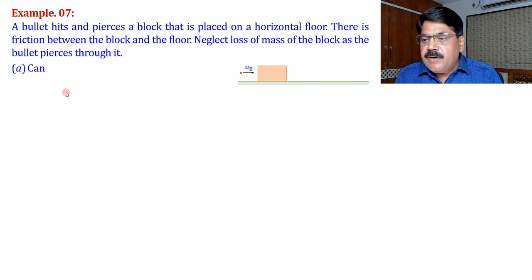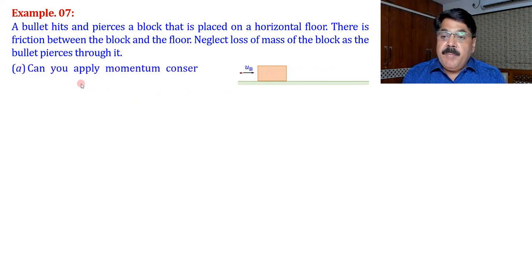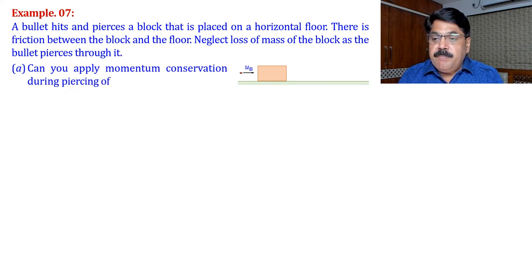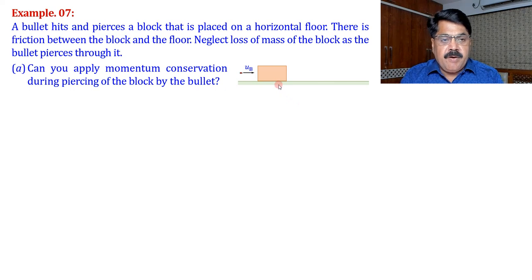And what we have to calculate? Can you apply momentum conservation during the piercing of the block by the bullet? Actually, during the piercing process on the bullet block system, we know there is frictional force in horizontal direction. Of course, in vertical direction there are forces, gravity and normal reaction. But here in the horizontal direction, there is friction. Even in presence of friction, can we apply the conservation principle? Yes, we can apply. Because this friction force has finite magnitude.